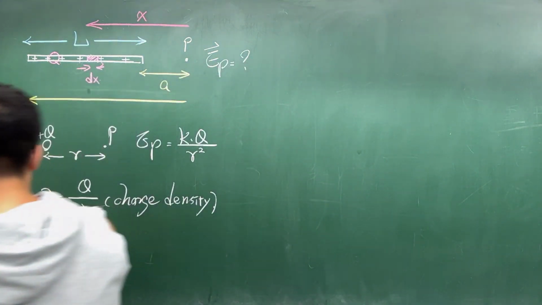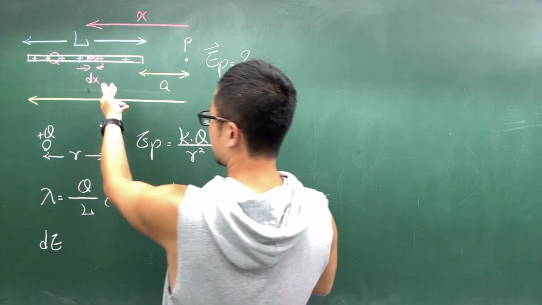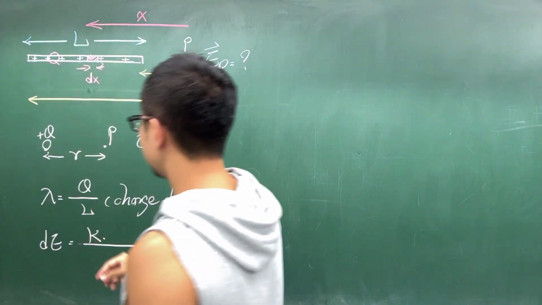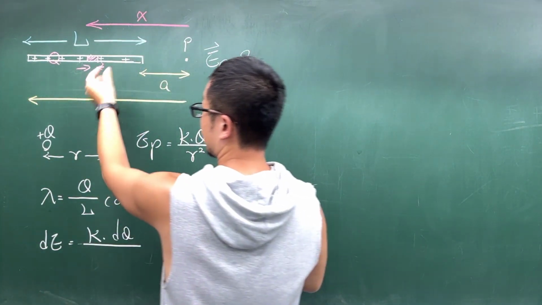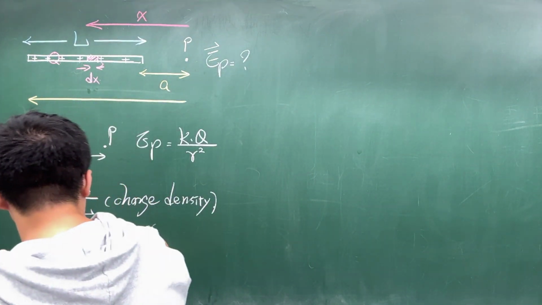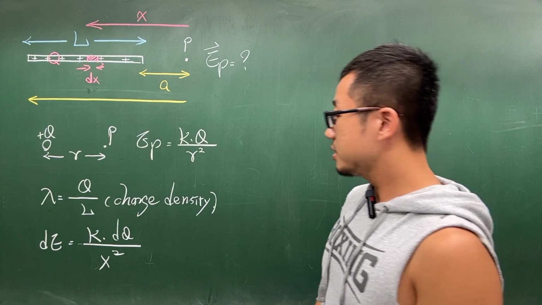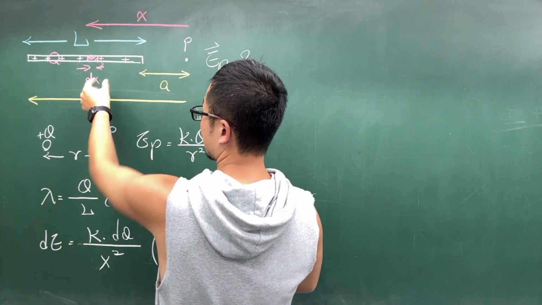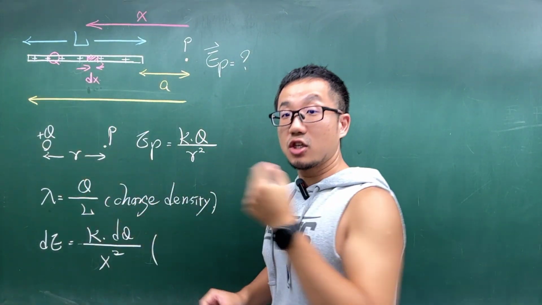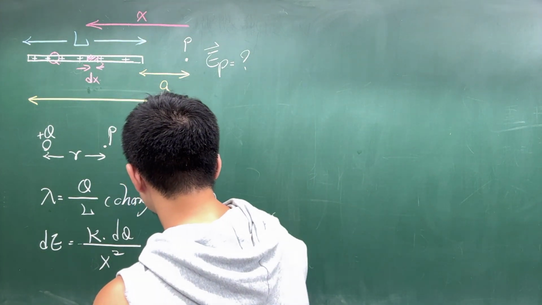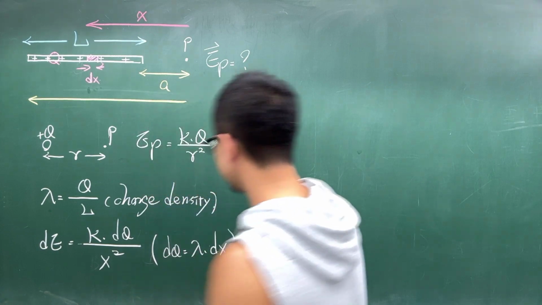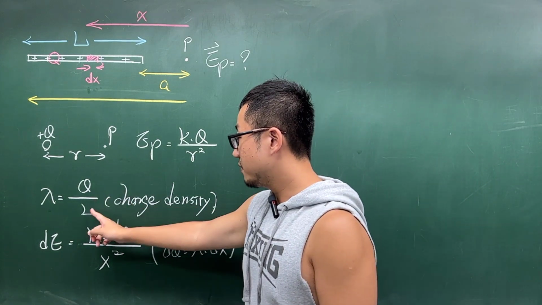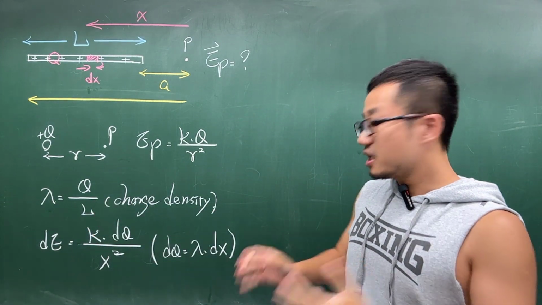So the electric field contributed by this little segment can be written as K times dq, where dq is the charge of the little segment, divided by the distance squared, that is x squared. So what is dq? Since you have the charge density and the length of the little segment is dx, the charge density times dx will be dq, right? The dq is the charge density times the length of the segment. It's not hard. And the charge density is Q divided by L, and I'll keep simplifying later.